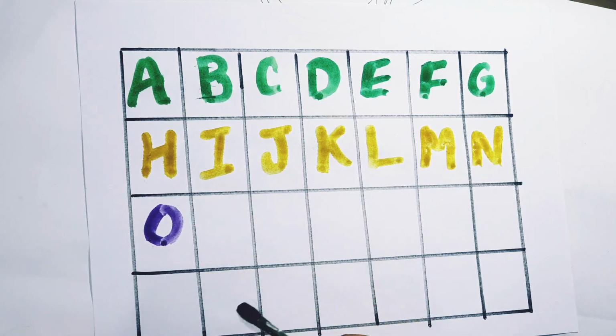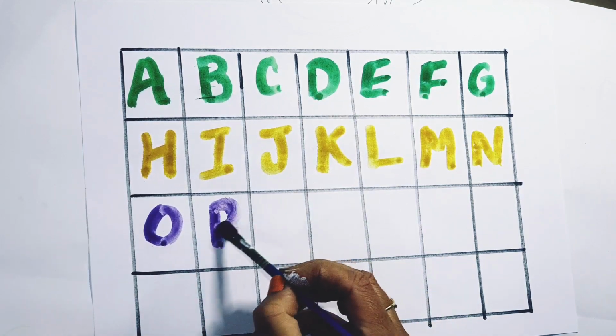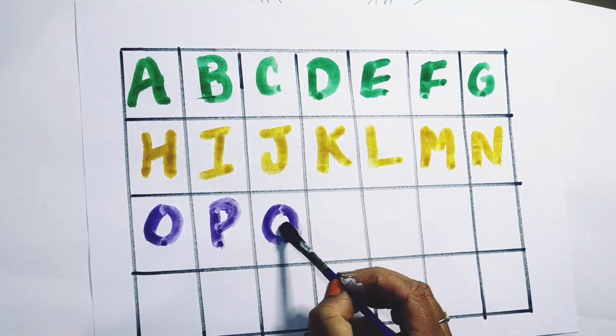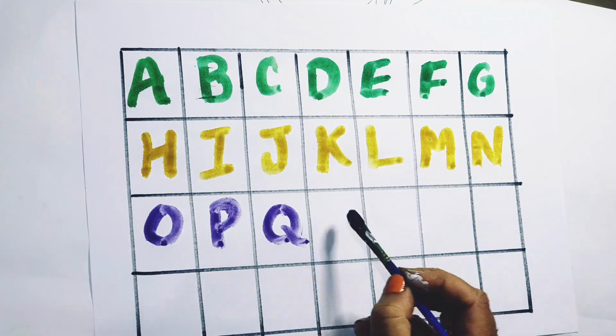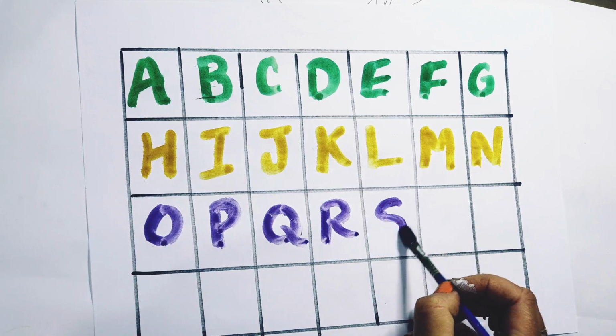O for owl. P for papaya. Q for queen. R for ring.